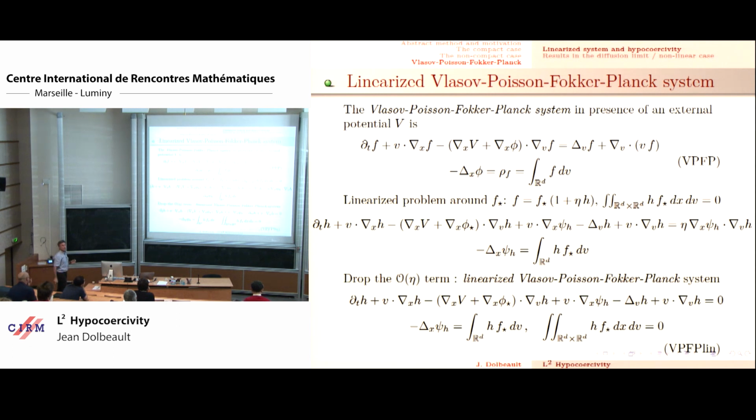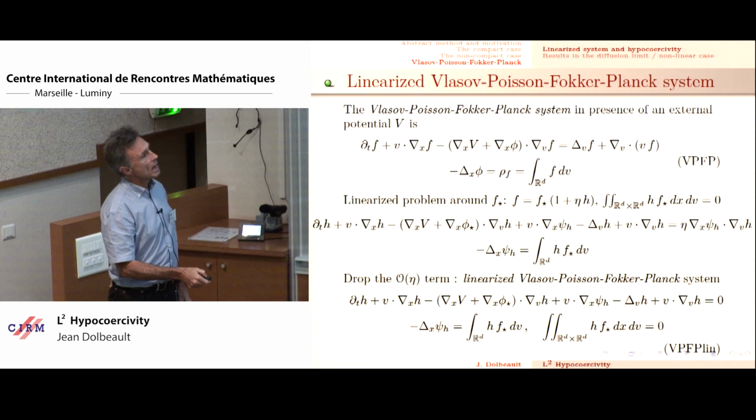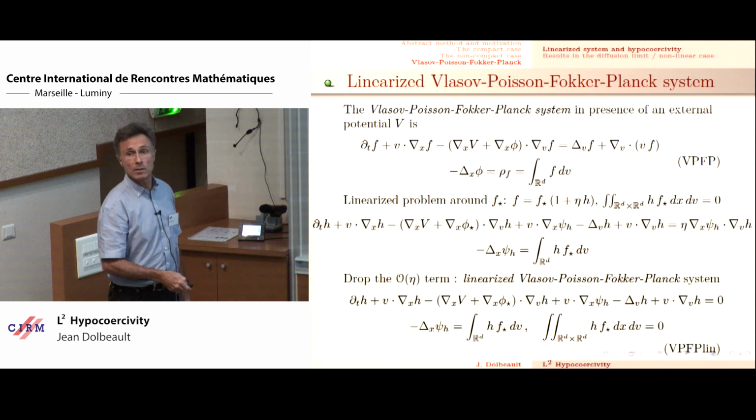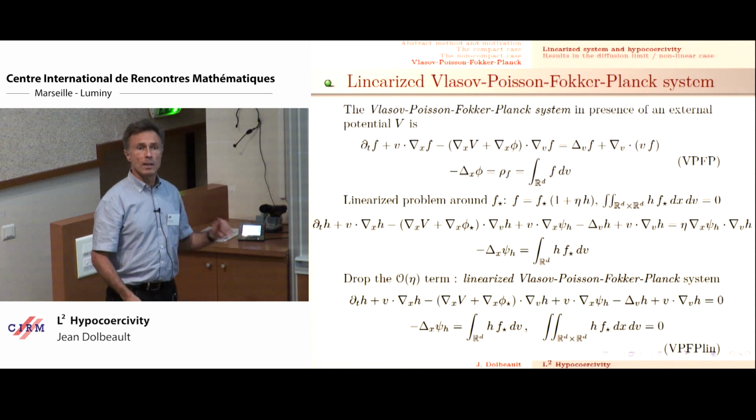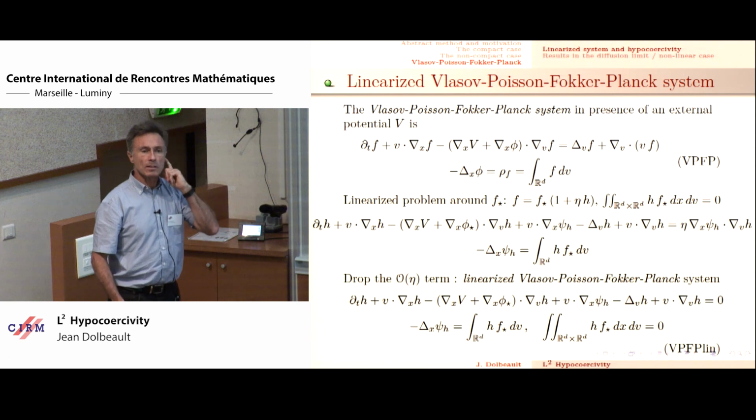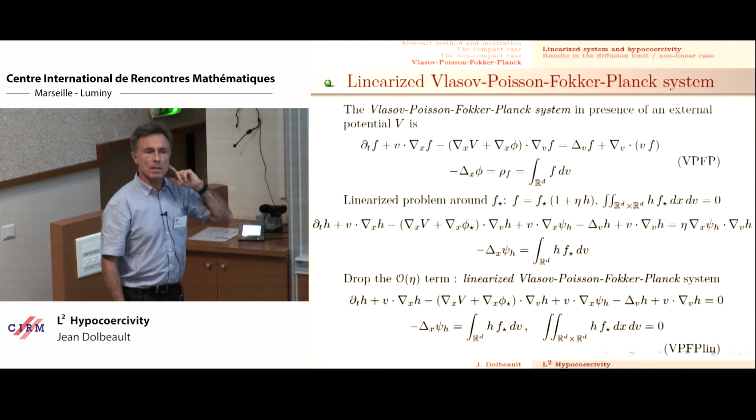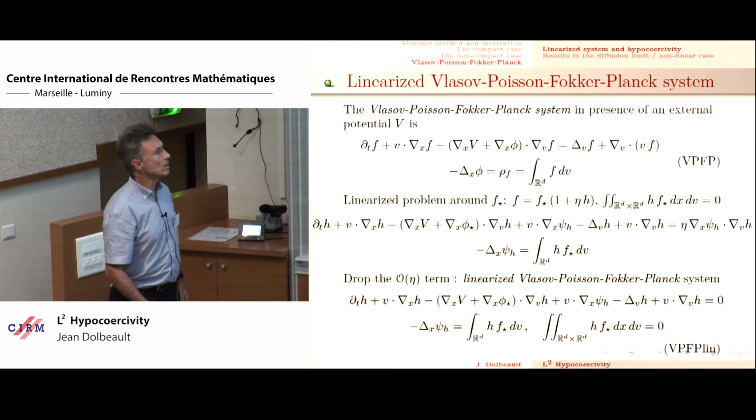The first thing to do is to linearize. Just drop this eta term, and you get the linearized Vlasov-Poisson-Fokker-Planck equation, which is here. The difference with the previous term is that now I have to take into account a term which comes from the Poisson equation. If you linearize properly, that's what you get, which is not what was done in the papers I mentioned, and that's why they had the small mass condition.